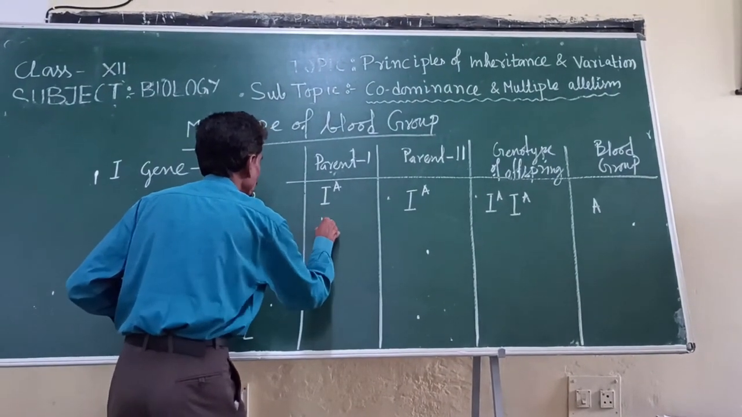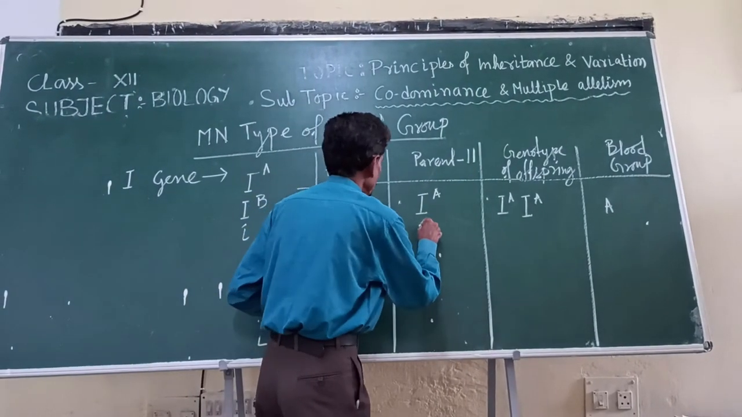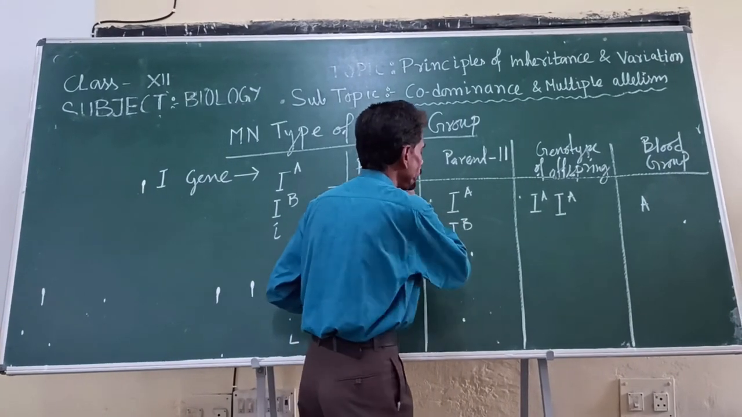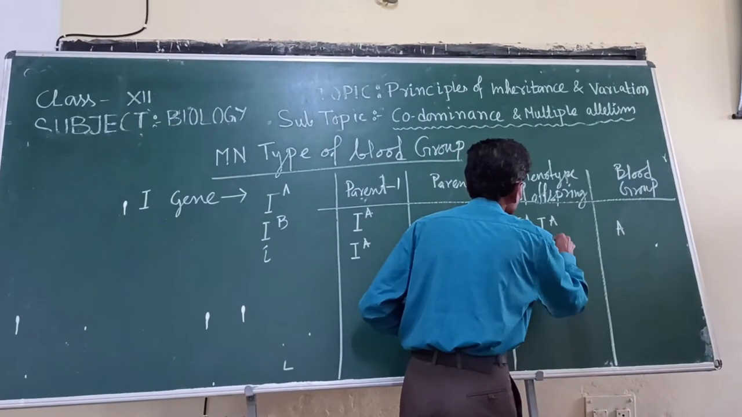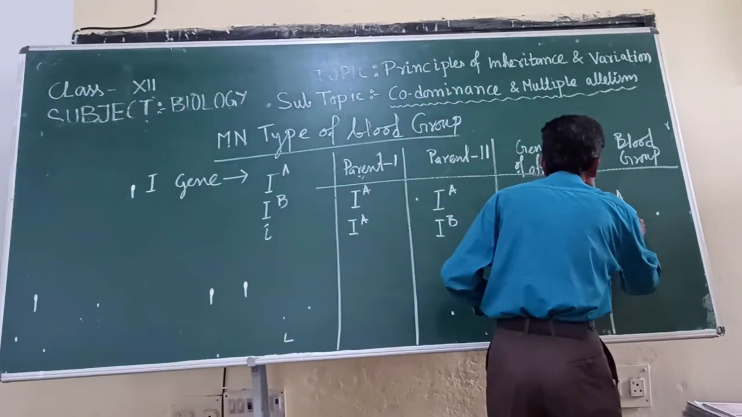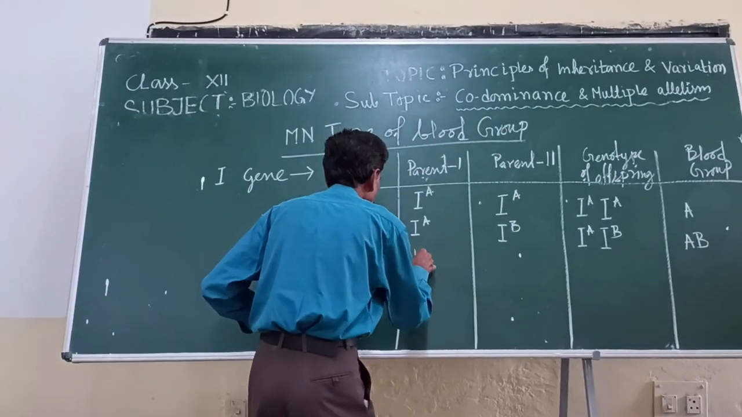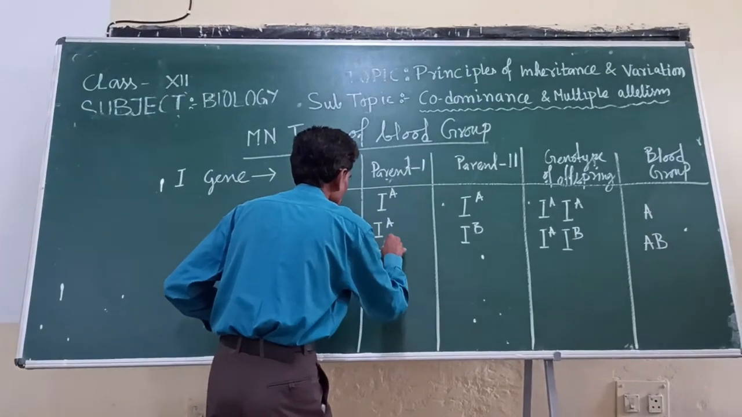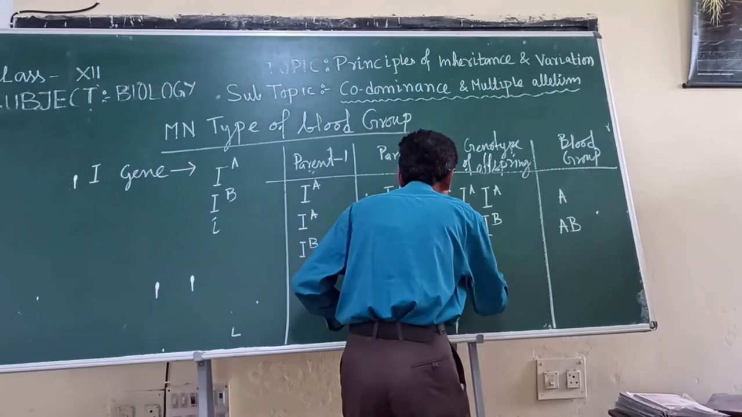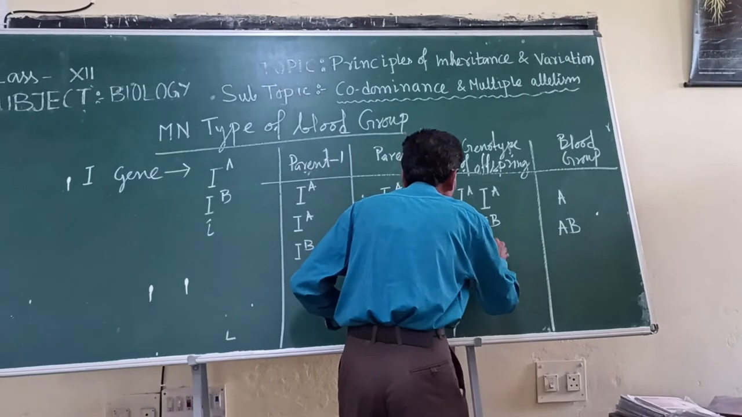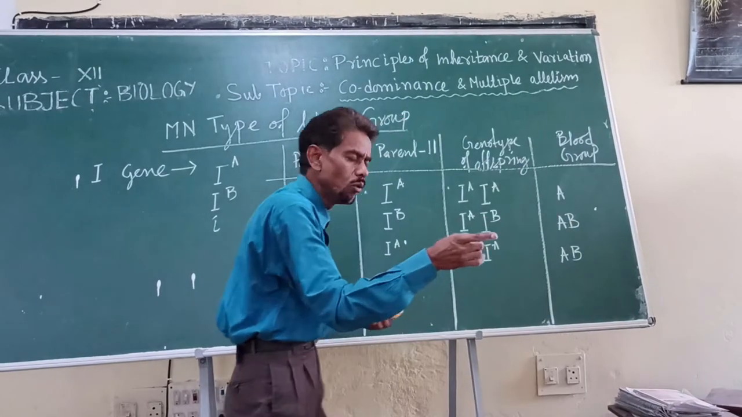If suppose parent 1 is contributing IA allele, from parent 2 IB allele is coming. So what will be the genotype of the offspring? IA, IB. Here the blood group will be AB. If suppose parent 1 is contributing B allele, parent 2 is contributing A allele, same way it is IB, IA. Again here the blood grouping is AB. Is that clear to you?